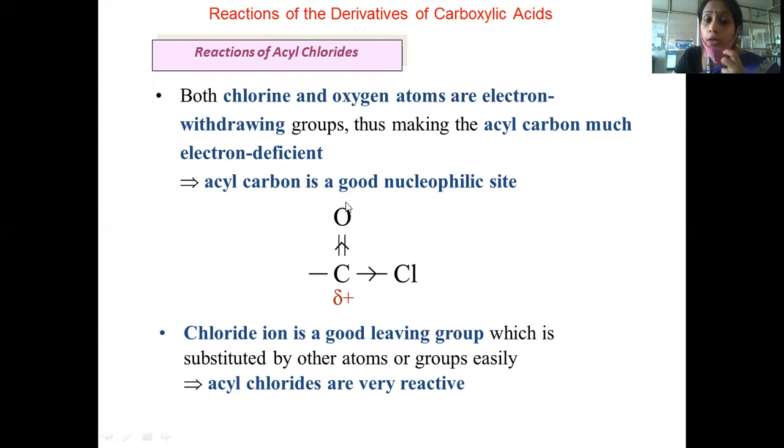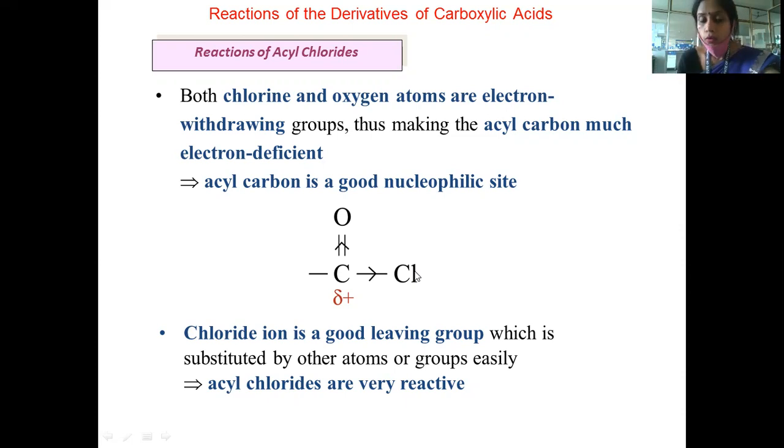So there are basically two kinds of electron withdrawing group. One is oxygen and the other is chlorine, and both of them are electron withdrawing. Both of them snatch the electron density towards themselves. So the carbon atom becomes highly positively charged, highly electron deficient. If a nucleophile is present, it will immediately attack such carbon. So these two, oxygen and the chlorine atom, increase the chances of nucleophilic attack, and that is why acid chlorides are more reactive.